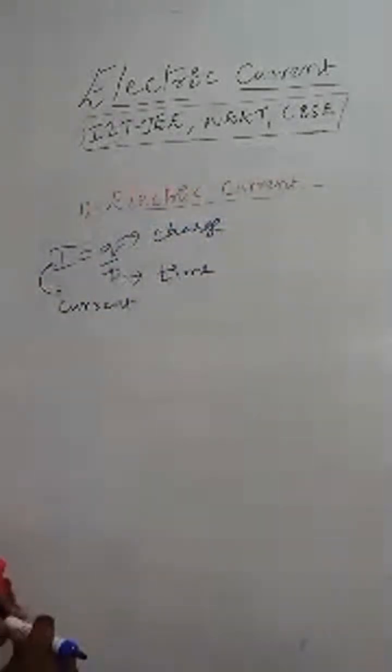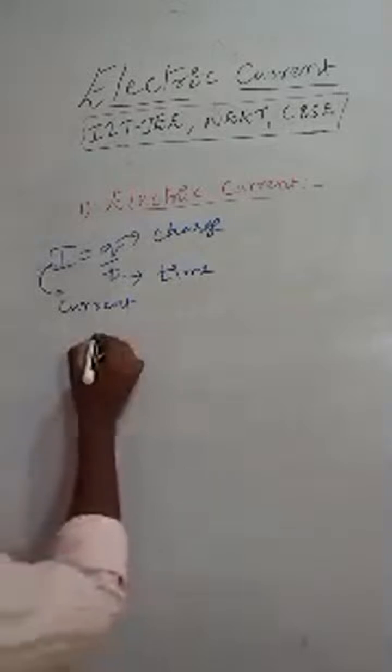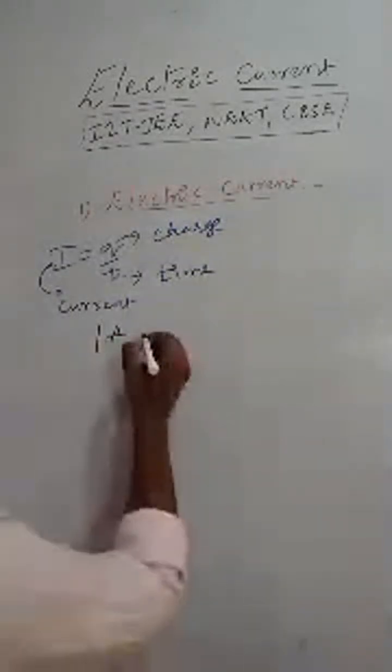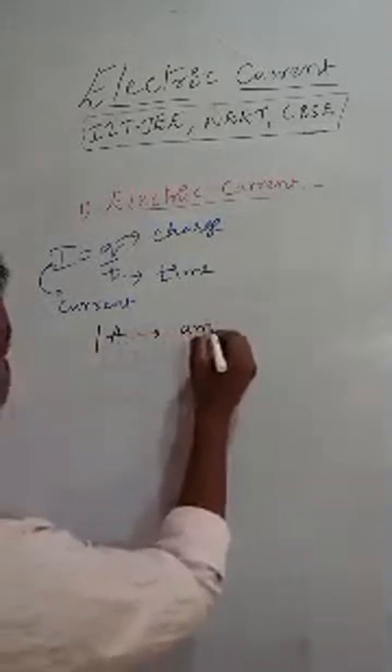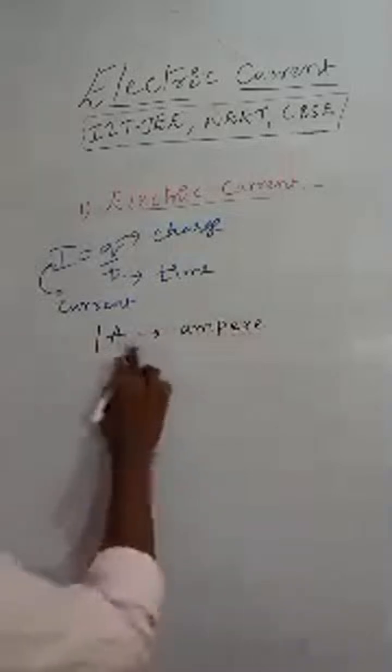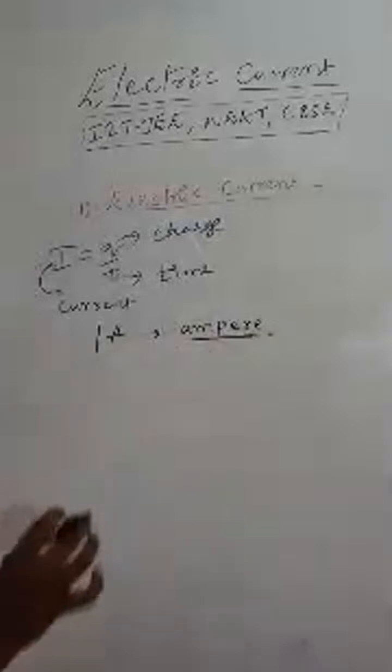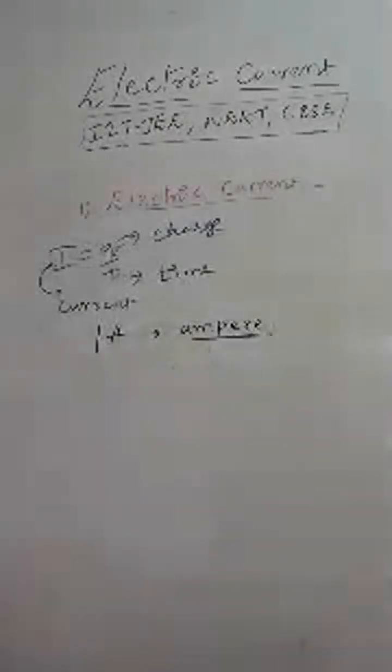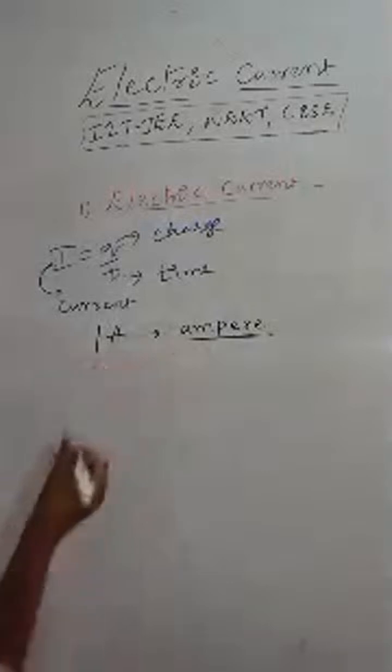In the exam they will ask, what is the SI unit of current? Ampere. We have to write it in small letters, honoring the scientist. If you are writing the complete word, you should write all small letters, like 1 ampere. If you are writing the symbol, you can write 1 A.